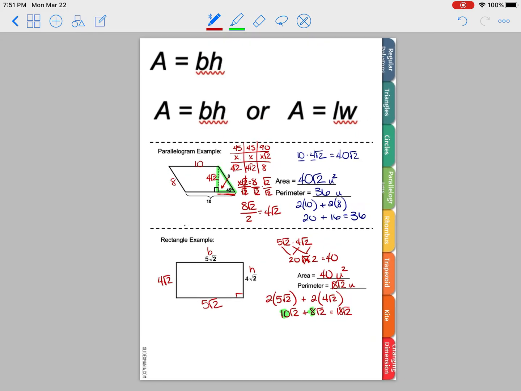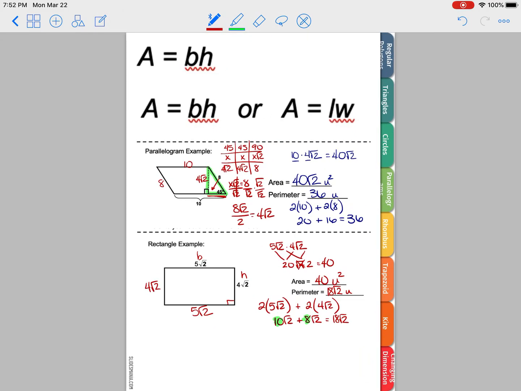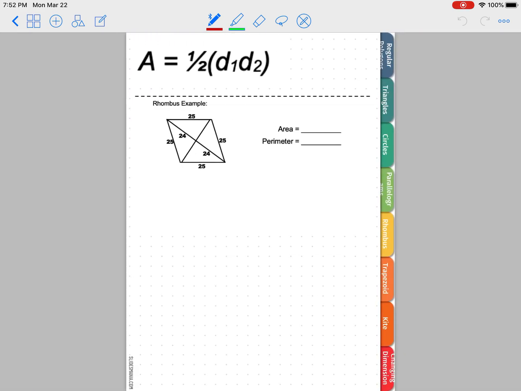And that's the parallelogram and rectangle. So base times height, just make sure you find your true height. Remember, base and height have to form a right angle, so look for those right angles. All right, our next one is the rhombus.